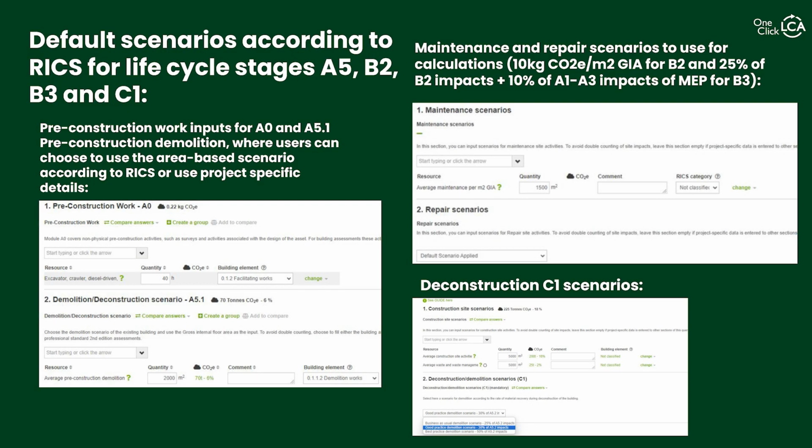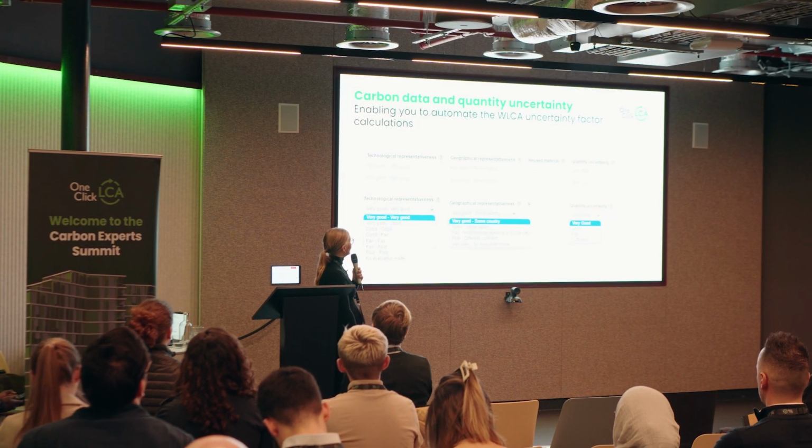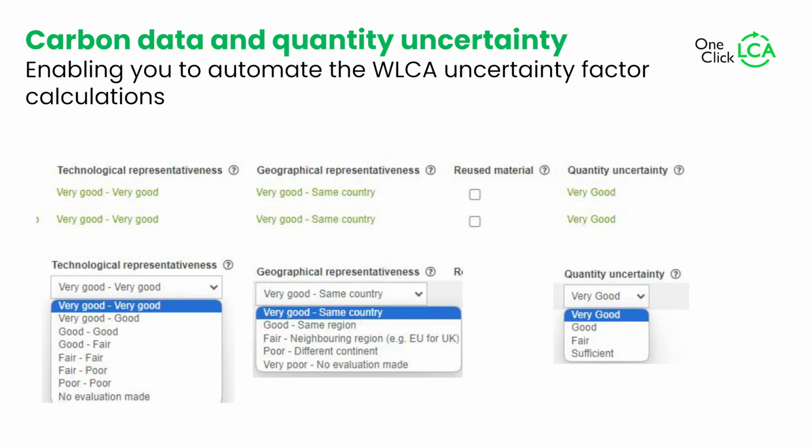There are new things already there. The pre-construction works, A0s and A5.1s, the B2 impacts and scenarios, and also C1 scenarios as per the RICS guidance. You'll find it all there. So the tool has even more things to fill in, or drop-downs, and even more drop-downs for uncertainty factors. All these technological and geographical representativeness can be found, and also the quantity uncertainty.